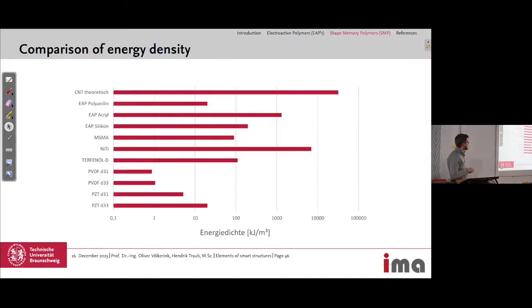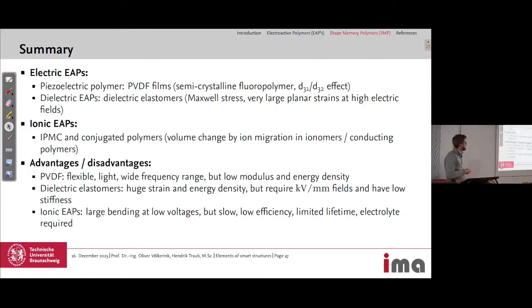Maybe we also skip that. You can look at this afterwards. It's a comparison of the energy density between PVDF, piezoceramic, and also electroactive polymers with acryl and silicone. So you get an impression of the different energy densities stored in the material we spoke about.